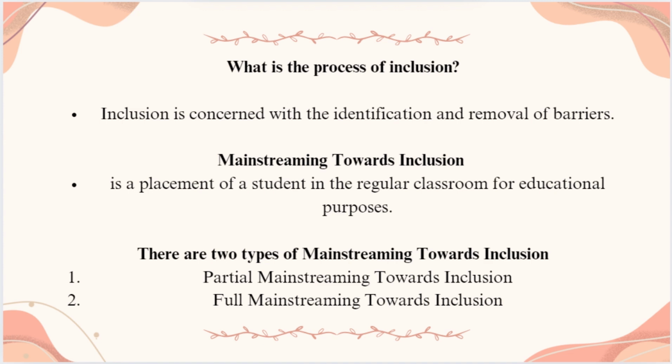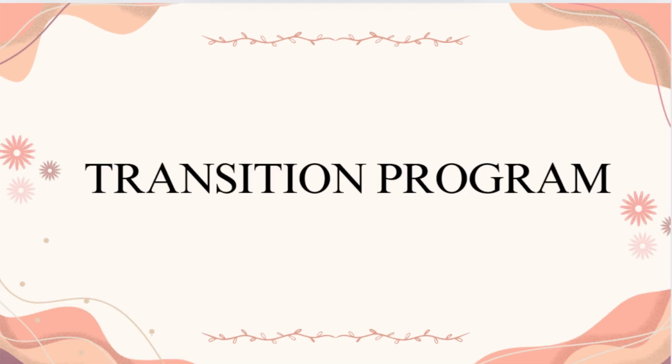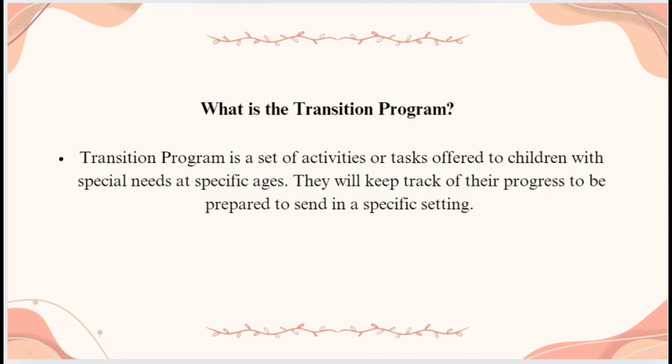So, there are two types of mainstreaming towards inclusion. First is partial mainstreaming towards inclusion. Second is full mainstreaming towards inclusion. Next is transition program. So what is transition program? Transition program is a set of activities or tasks offered to children with special needs at specific ages. So they will keep track of their progress to be prepared to be sent to a specific setting.